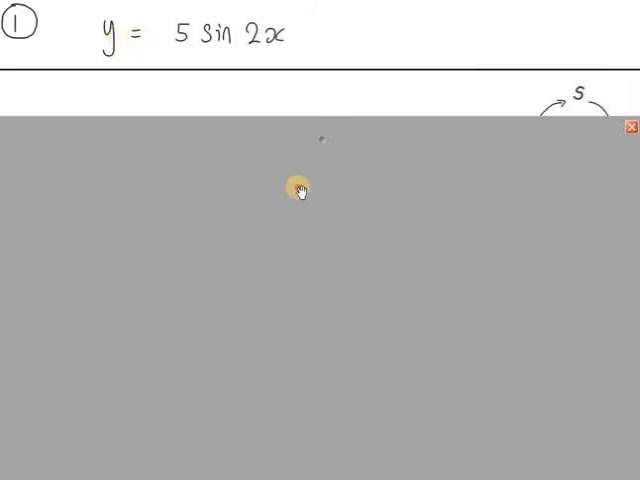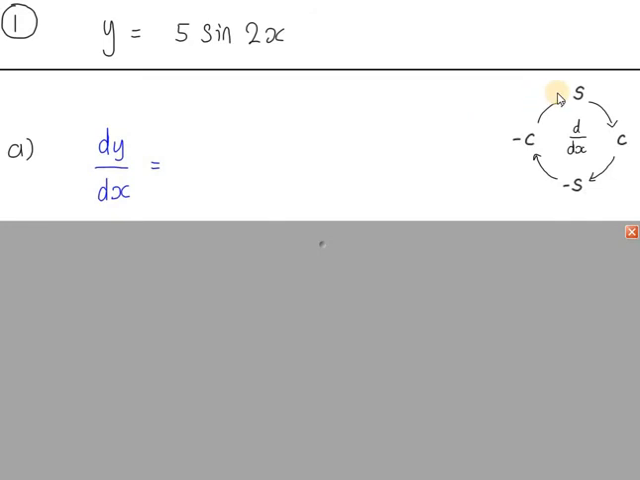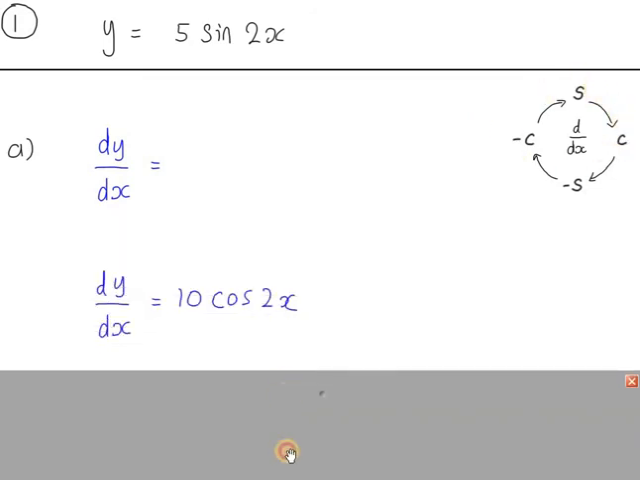Example 1. dy by dx. Using the diagram, differentiate sine to get cos. And when we're differentiating, remember sine will give us cos. Same angle. Differentiate the angle, you get 2. But we were multiplying with that 5. So we've got to multiply with that 5. That gives us 10 cos 2x.